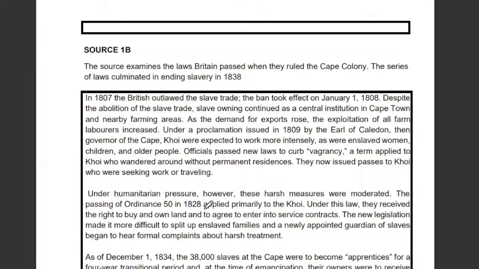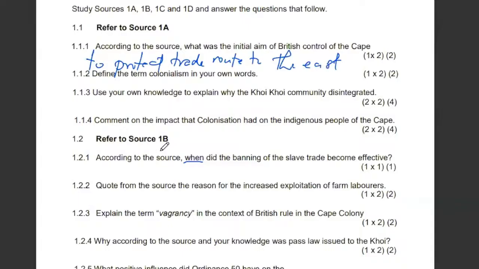Right, so if we check here, the first statement says, in 1807, the British outlawed the slave trade. The ban took effect on 1 January 1808. So our time factor here was January 1, 1808. That was when it was effective. So it was effective on the 1st of January 1808.